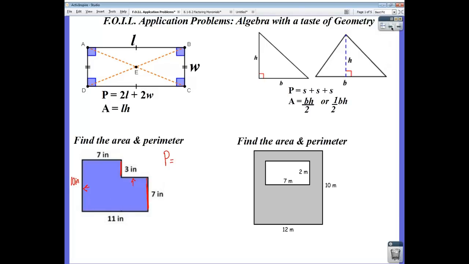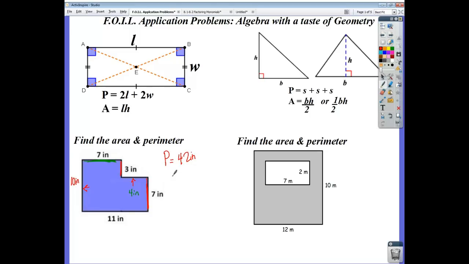The same way, this entire side is 11. This part right here is 7. So if this is 7, 7 plus 4 gives me 11. So it's 4. Now I can add up all the numbers. I get 7 plus 3 is 10, plus 4 is 14, plus 7 is 21, plus 11 is 32, plus 10 is 42. So the perimeter is 42 inches. Perimeter means we're going around the outside of the figure.